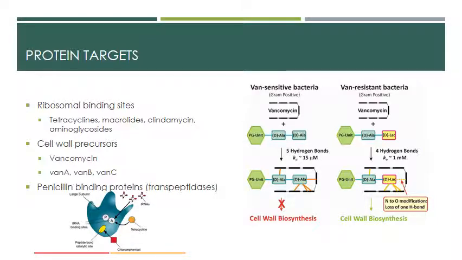Either the sequence has been changed and the antibiotic can't bind at all, or the sequence has been changed to accommodate the antibiotic, so it can bind, but the ribosomal RNA is still able to function. So either one of those methods is likely at play when you see resistance to any of those drugs.